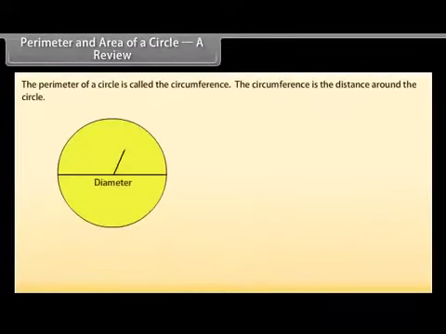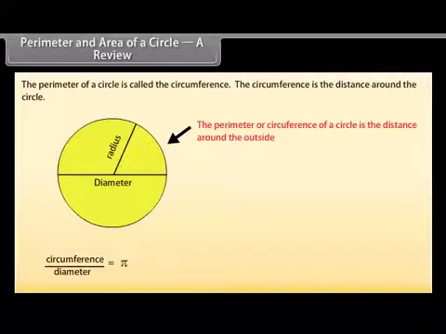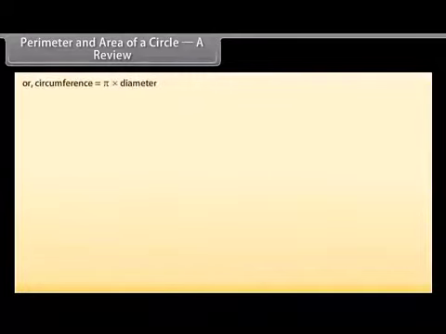Perimeter and area of a circle. A review. The perimeter of a circle is called the circumference. The circumference is the distance around the circle. The ratio of circumference with its diameter is constant. The constant ratio is denoted by pi, or circumference equals pi into diameter, which is equal to pi into 2r, where r is the radius of the circle, which equals 2 pi r.